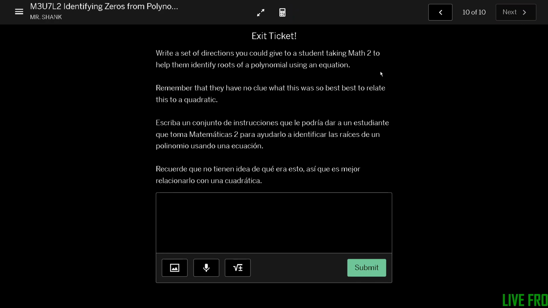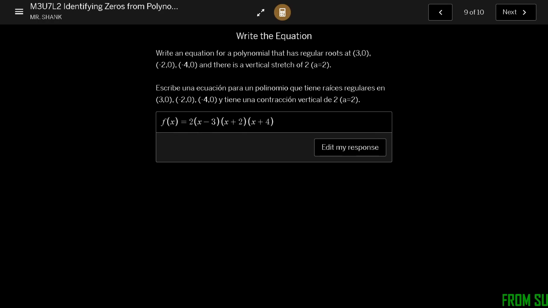All right, and lastly, for that exit ticket, it says write a second set of directions you could give a student taking Math 2 to help them identify those roots of a polynomial using an equation. Remember, they have no clue what this is, so try to write this as best as possible. Again, use some directions. Think back, go back to your last couple slides here. Think about how it's similar to those quadratic functions.